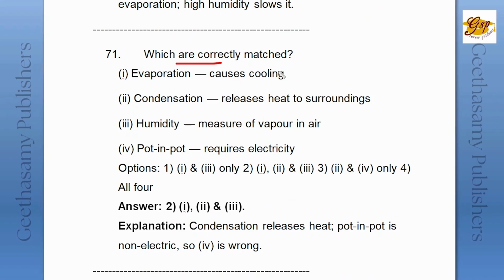Which are correctly matched? Evaporation causes cooling. Condensation releases heat to surroundings. Humidity is the measure of water vapor in air. Pot in pot requires electricity. Options: 1 and 3 only, 1 and 2 only, 1, 2, 3 only, 2 and 4 only, and all 4. The correct answer is 1, 2, 3 only. They are correctly matched. Only the last one, pot in pot, doesn't need electricity, so that is wrongly matched.